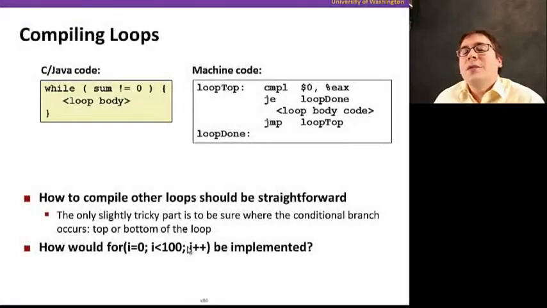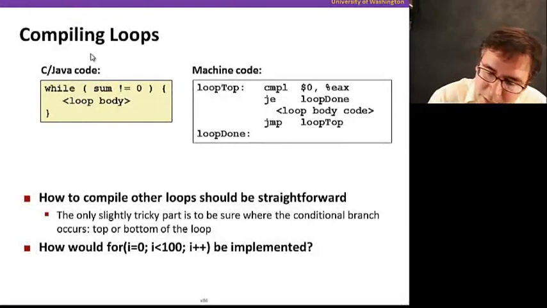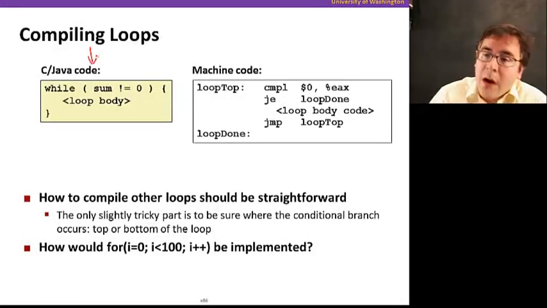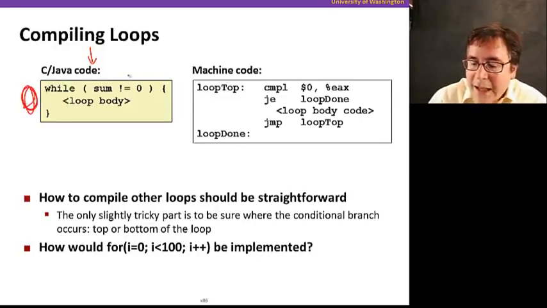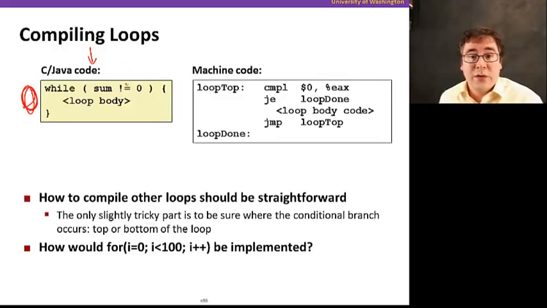Hello again. Now that we know how to implement conditionals in assembly, let's see how we implement loops, which is going to involve conditionals. So here I'm showing a simple example of a while loop that keeps executing the loop body as long as the condition holds. In this case, the condition is while sum is not equal to 0, it keeps executing. And when sum is no longer not equal to 0, the loop is going to stop.